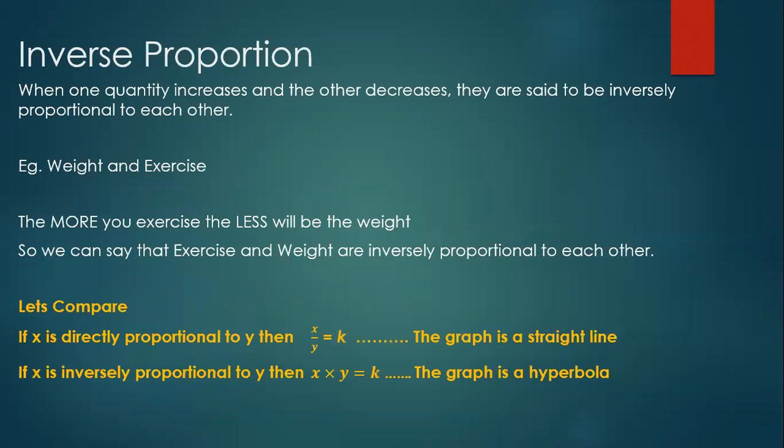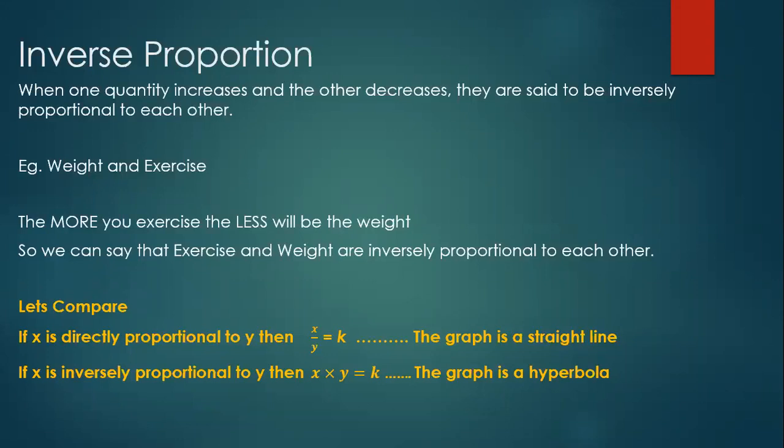Inverse proportion is what? When one quantity increases and the other decreases, they are said to be inversely proportional to each other. And the best examples are weight and exercise. The more you exercise, the less will be the weight. So we can say that exercise and weight are inversely proportional to each other.